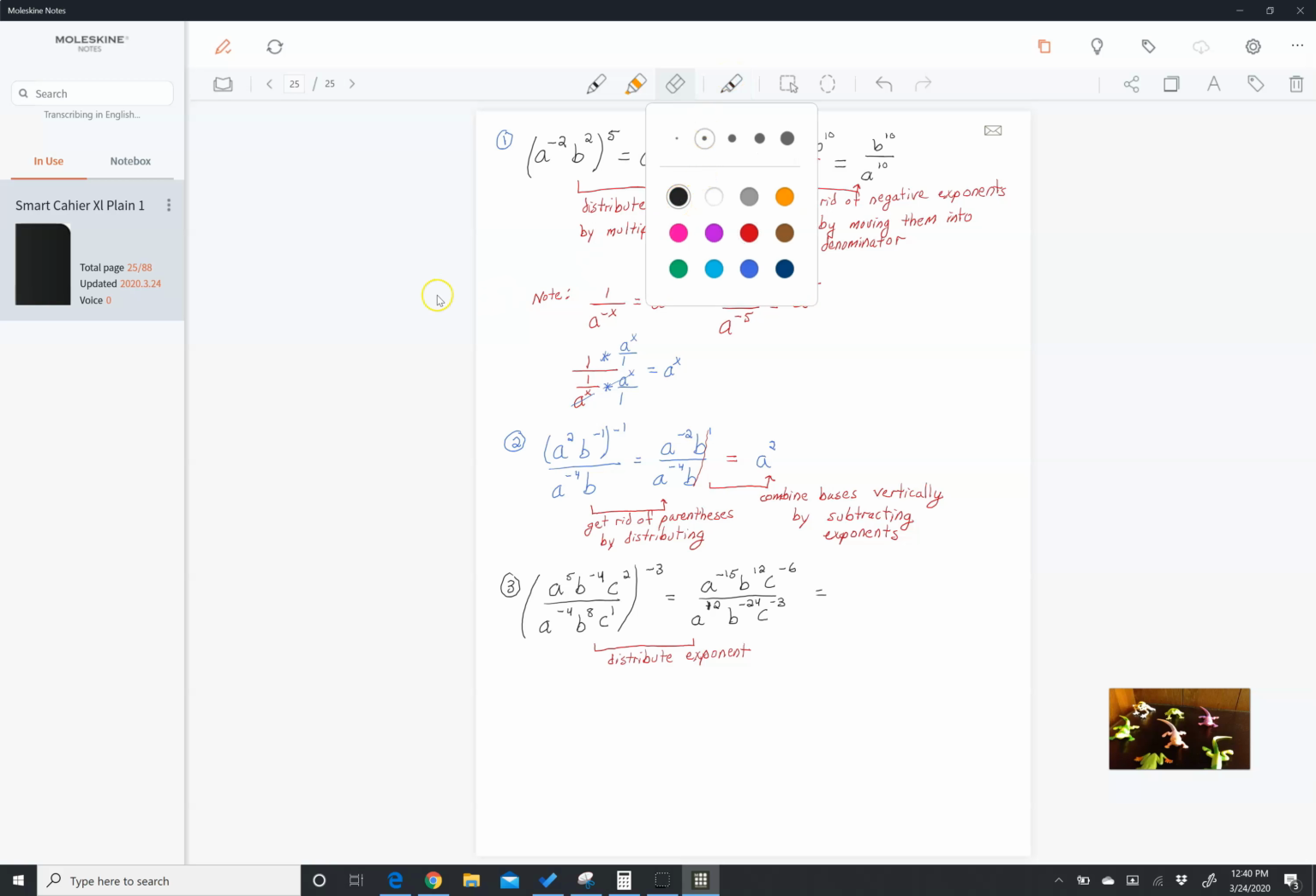So -15 minus 12 is -27. 12 minus -24 is +36. And -6 minus -3 is -3. So here we combined vertically, which means subtract exponents.